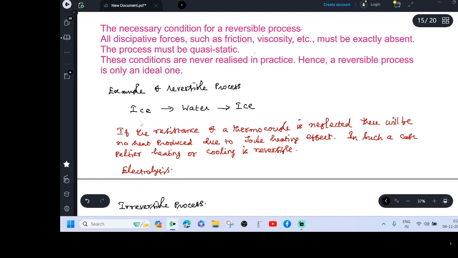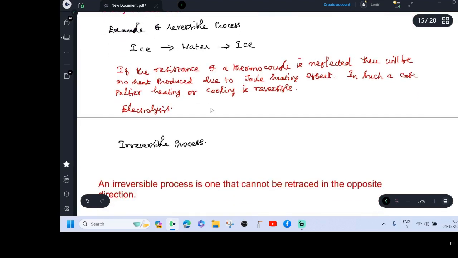Example of reversible process: ice to water, then water to ice. If the resistance of a thermocouple is neglected, there will be no heat produced due to Joule heating effect. In such a case, Peltier heating or cooling is reversible. Electrolysis is another example.